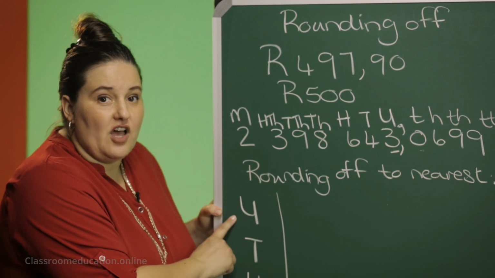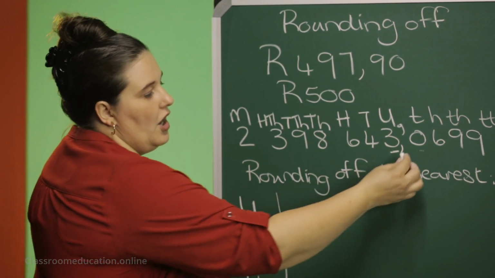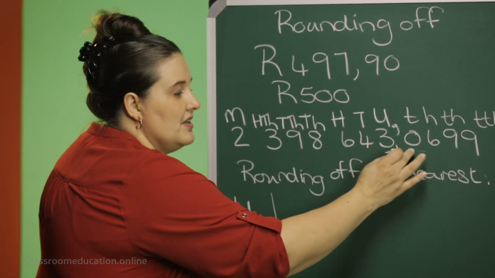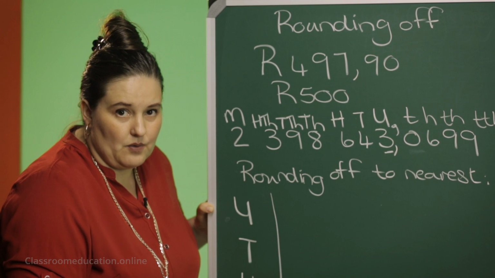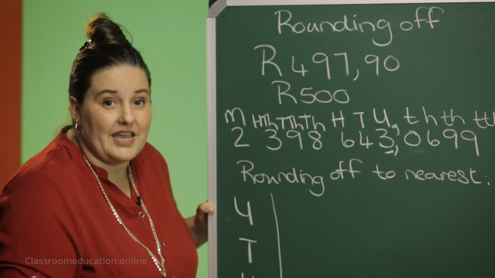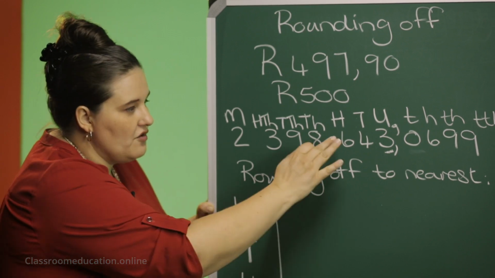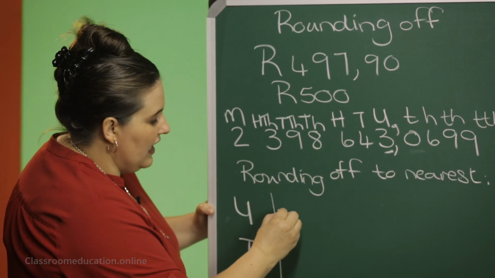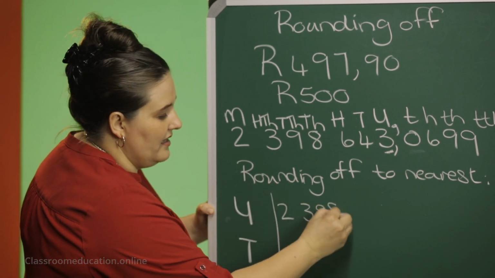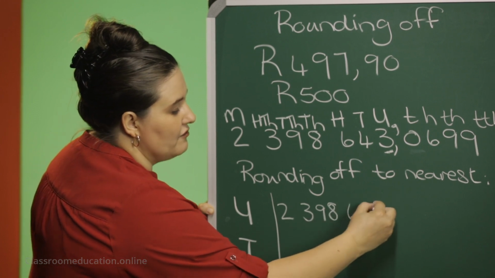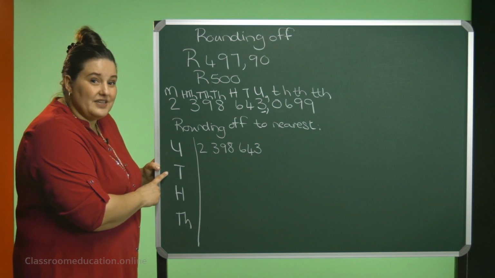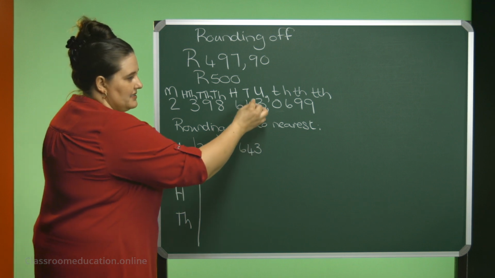I need to round this off to the nearest unit. On the right-hand side of units, I have my tenths. The value in the tenths is a 0, which means that my rounding position will not change. So if I round this value off to the nearest unit, my number should be 2,398,643.